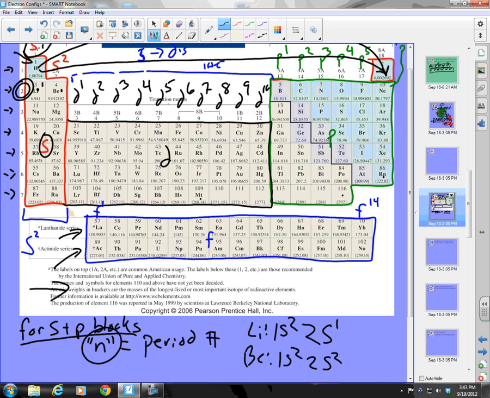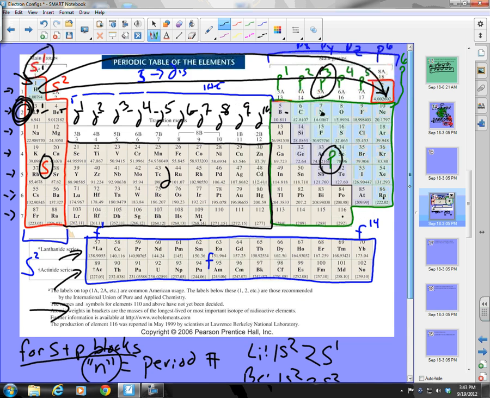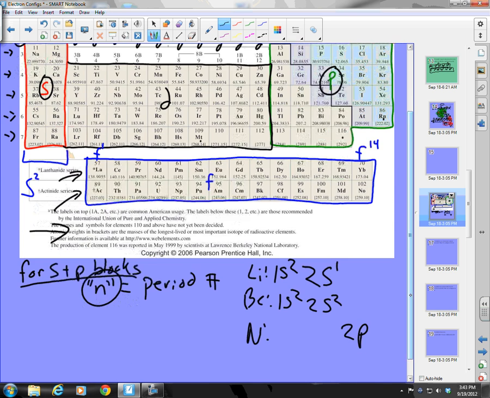What about if we did nitrogen, like before? Let's do nitrogen. Where is nitrogen? It is in what block? It's in the P block. It is a P3, right? And what period? This is second period. So nitrogen would end with a 2p3, ends as a 2p3.